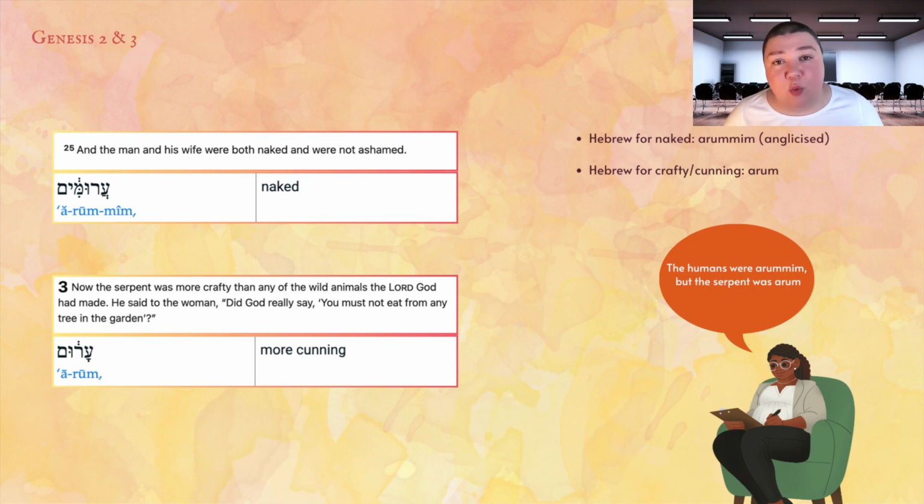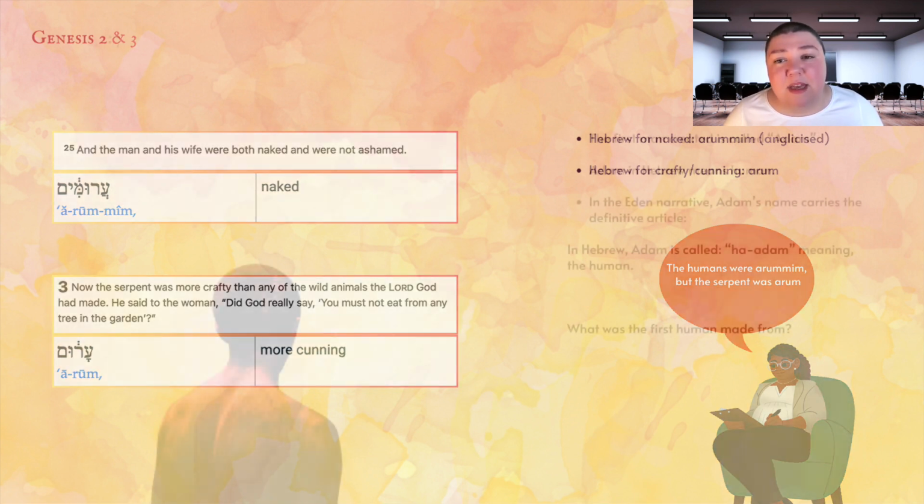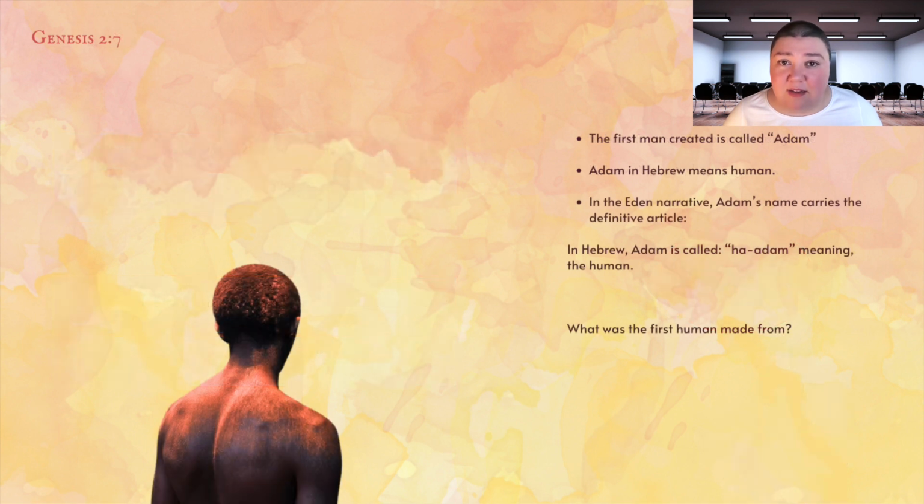Another example of wordplay in Genesis. The first man created is called Adam. Adam in Hebrew means human. In fact, throughout the Eden narrative, his name carries the definite article. So in Hebrew, Adam is called Ha-Adam, meaning the human.